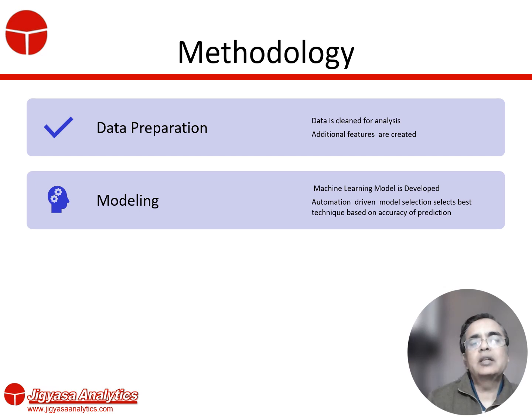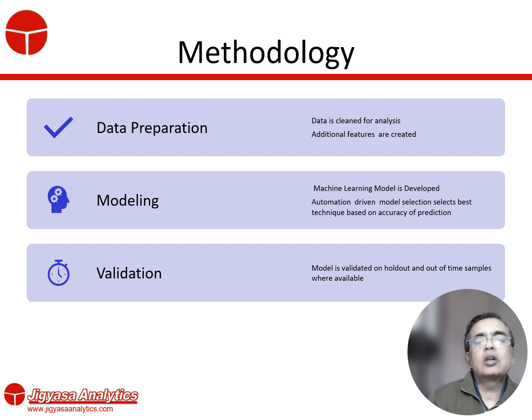Then the model is built, machine learning algorithms are applied. Some of these are automation driven, where different modeling techniques are applied, and the best technique for the problem is selected, and the model is built based on that, and then the model has certain parameters and predictors that come in. It's a combination of automation as well as business intelligence, business understanding, and experience of the data scientists, all of which are put together to create this model.